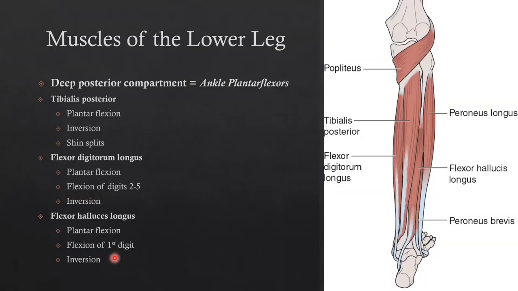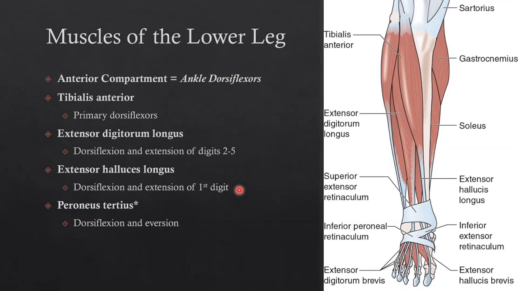The muscles that are located in the anterior compartment will be our main ankle dorsiflexors. Here we have our tibialis anterior, our extensor digitorum longus, our extensor hallucis longus, and our peroneus tertius. Now, whenever you see the word peroneus, this is an analogous term to fibularis. So depending on the references that you use, you may see the word fibularis tertius instead of peroneus tertius. Fibularis and peroneus mean the same thing.